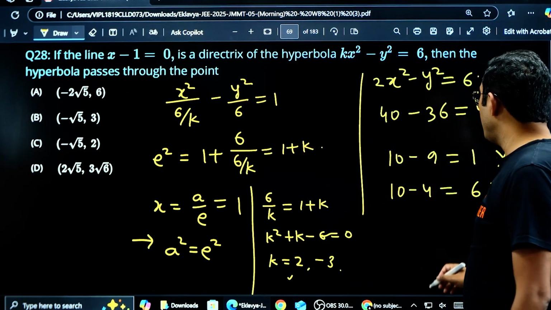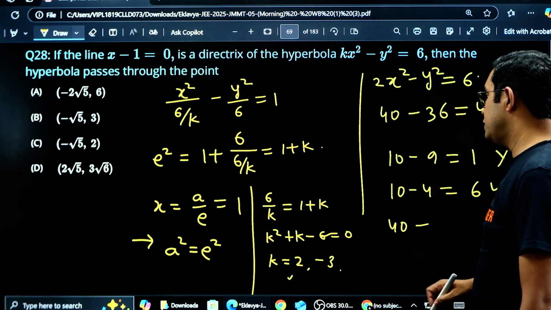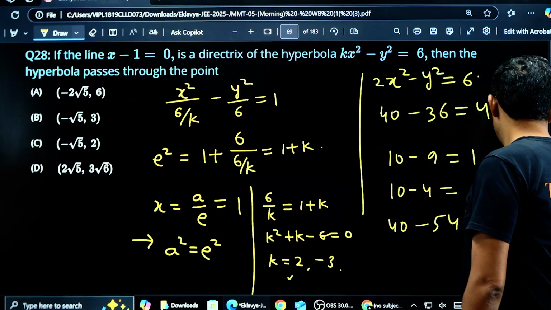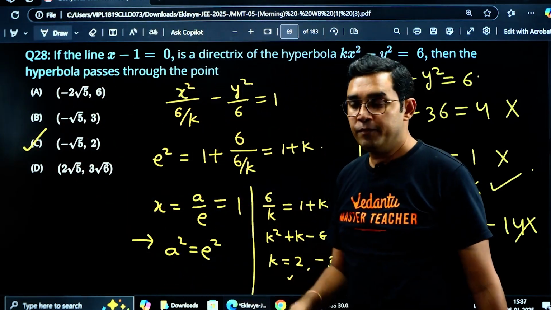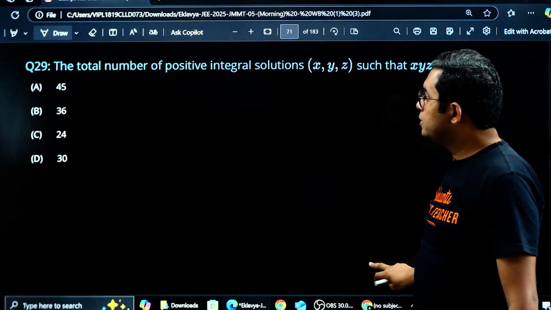And similarly, other points also we can check. Here it will be 40 minus 6 into 9, 54. So this is also not matching. So the answer for this question should be C. Okay. Coming to the next question, that is question number 29.